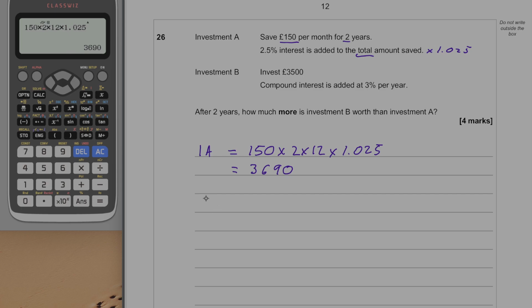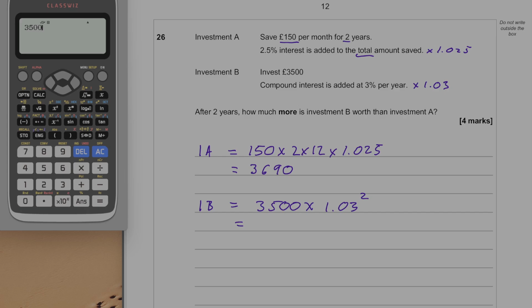And then the second one, investment B, is equal to 3,500 times the multiplier of 1.03 to the power of the number of years, so to the power 2. So 3,500 times 1.03 squared will give me a total of £3,713.15. So how much more is it worth?